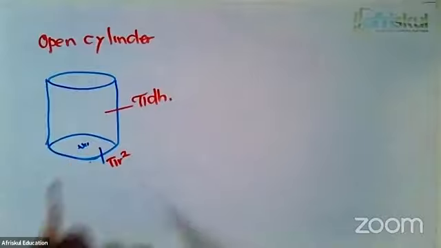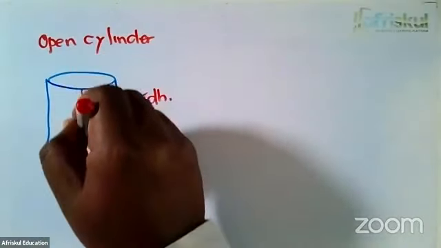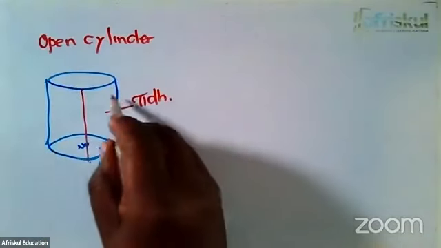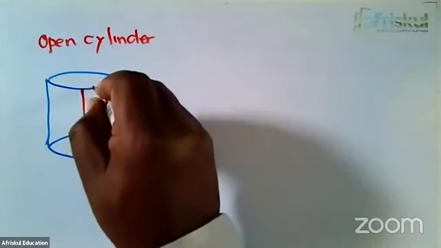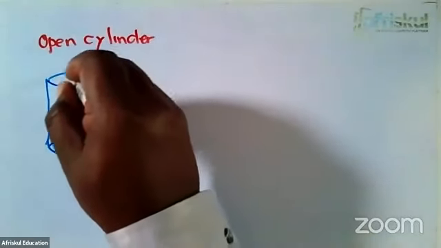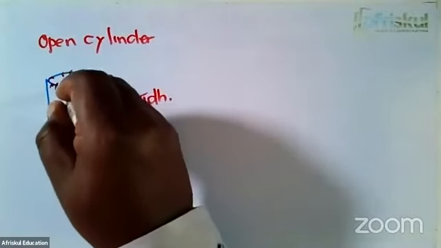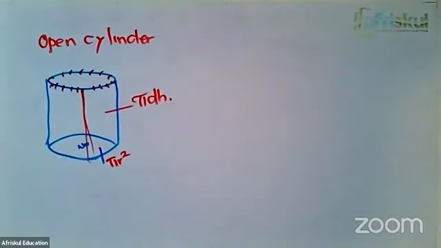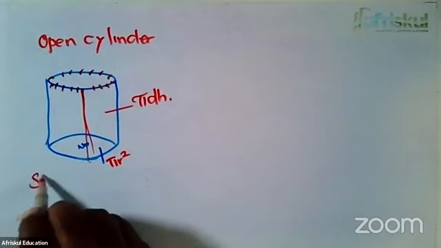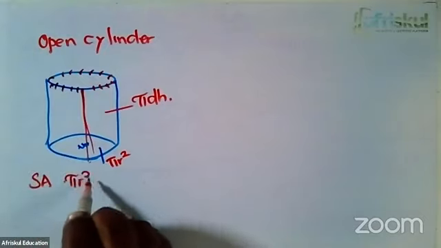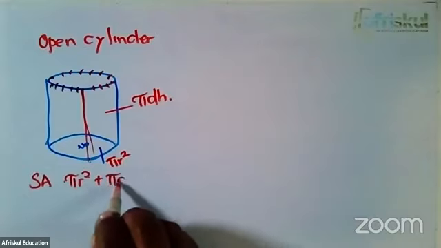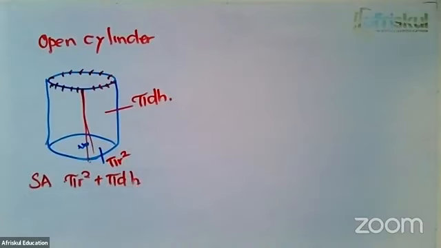Remember, we said that the curved surface, if you split the tin open, you shall have a rectangle where the width shall be the height and the length shall be this circumference of this top. And therefore, the surface area, if it is open, shall be pi r squared plus pi d h.